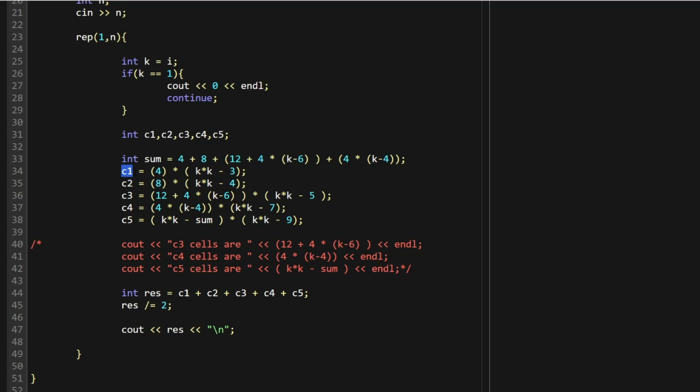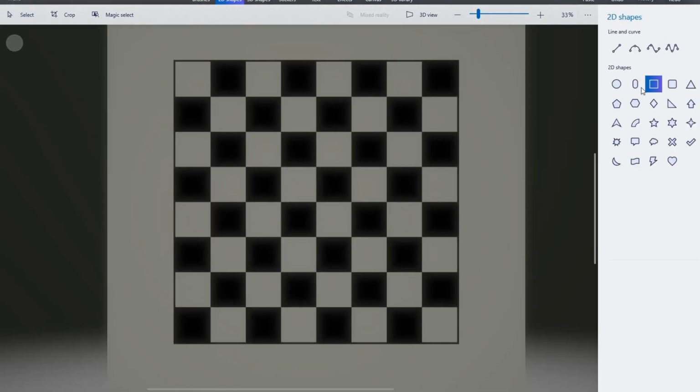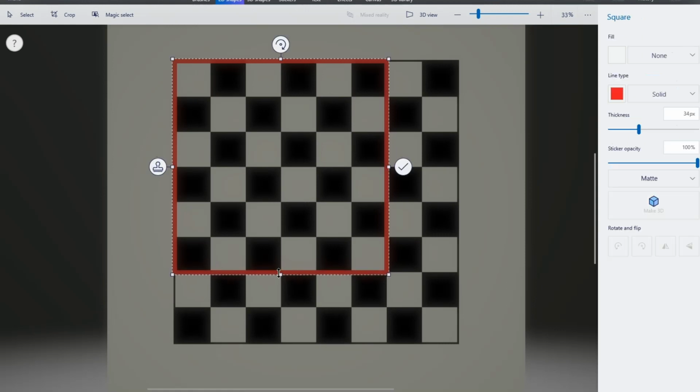So the first category is about the edge knights, okay? I'm going to use a 6x6 chessboard here because this is the first value of k that we meet for which all of these categories appear, essentially, okay? So let's just draw a rectangle here. Right, let's make it a 6x6 rectangle. Exactly, 6x6, yes, that's correct. Let me just expand it a little bit. There we go.